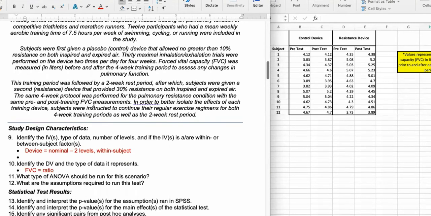Has anyone decided what the other independent variable is? Butter's trying to join the chat today.